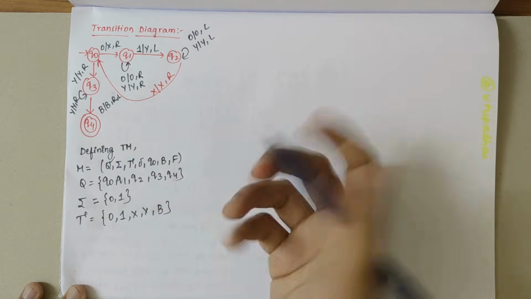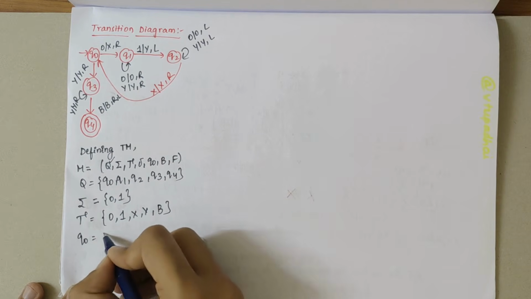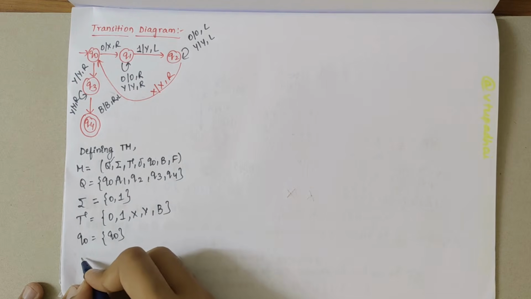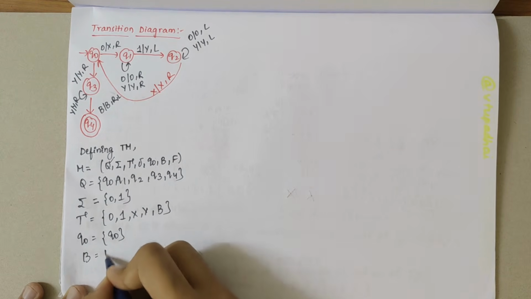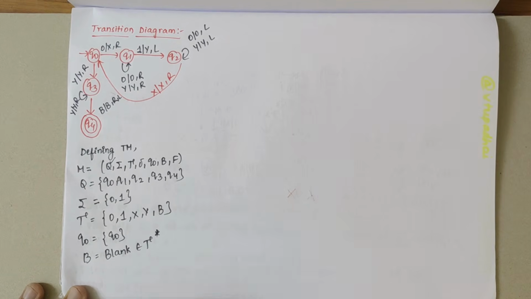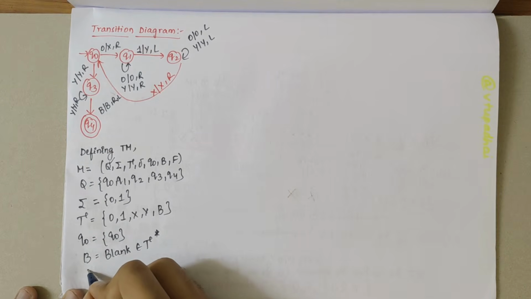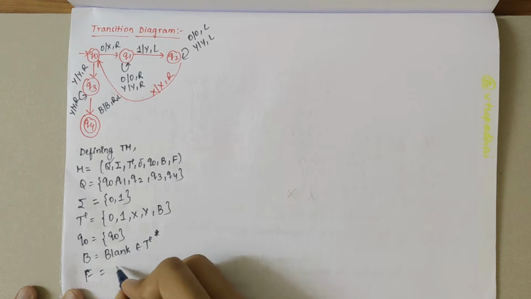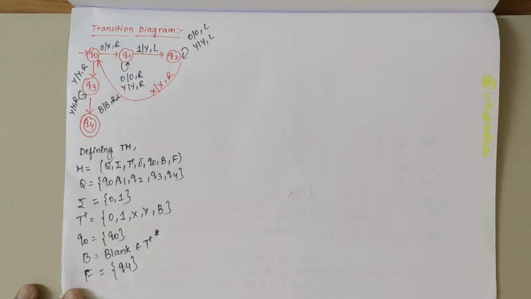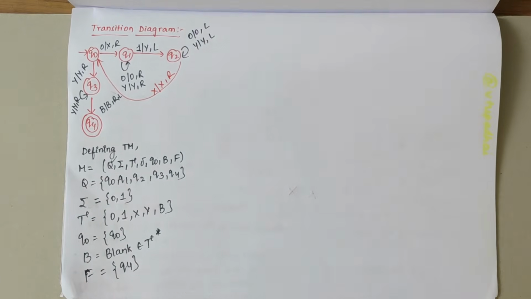And then the transition function, I'll define it. The start state is q0 here, and B is the blank which belongs to tau star, and I have the final state or accepting state as q4. So now let me write the transition functions for the given transition diagram.